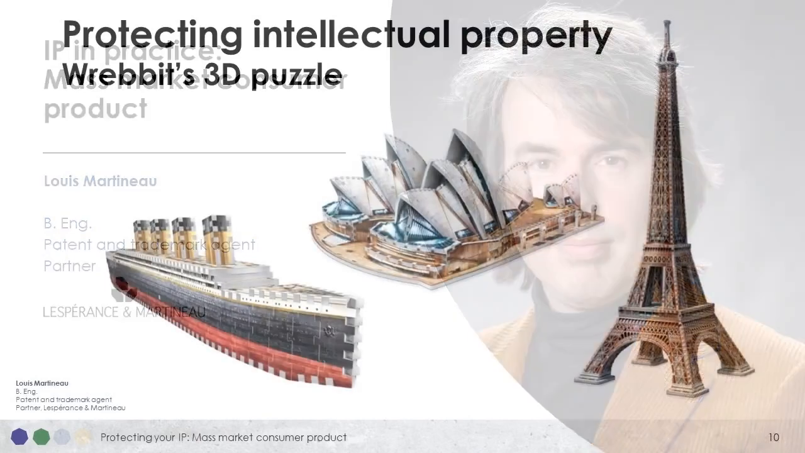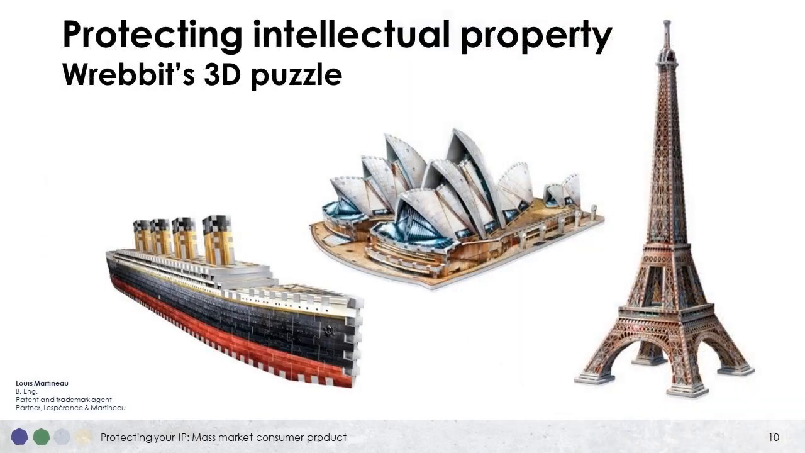Here is a concrete real-world example of how IP can be used to protect a mass market product. These products are 3D puzzles sold by the company Ribbit that you might have seen during the Christmas time on the shelves of stores near you. These puzzles include puzzle pieces that, when assembled, will form 3D representations of objects, such as, for example, well-known buildings or the Titanic. So let's see what can be protected on this product and what the company Ribbit has actually protected in practice.